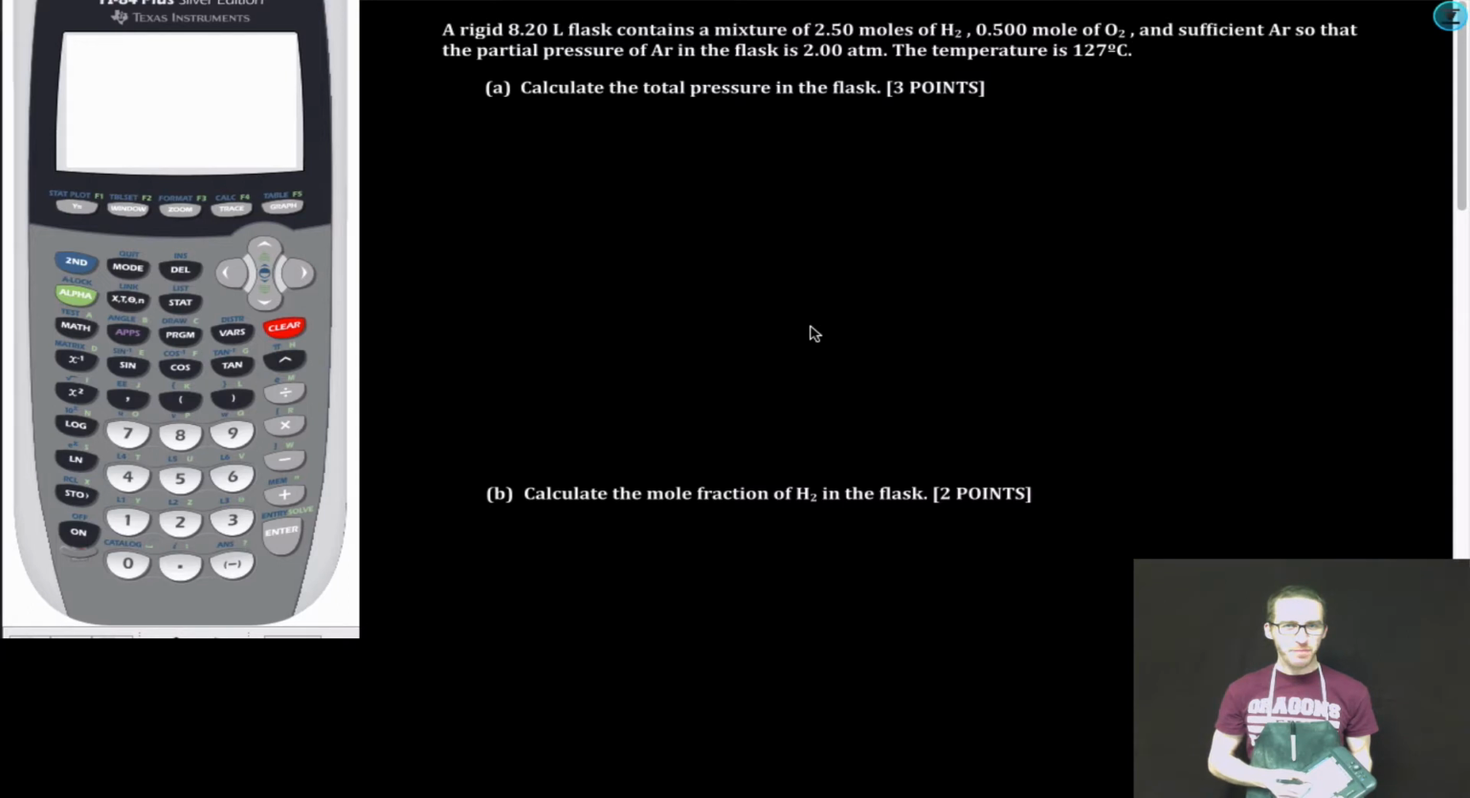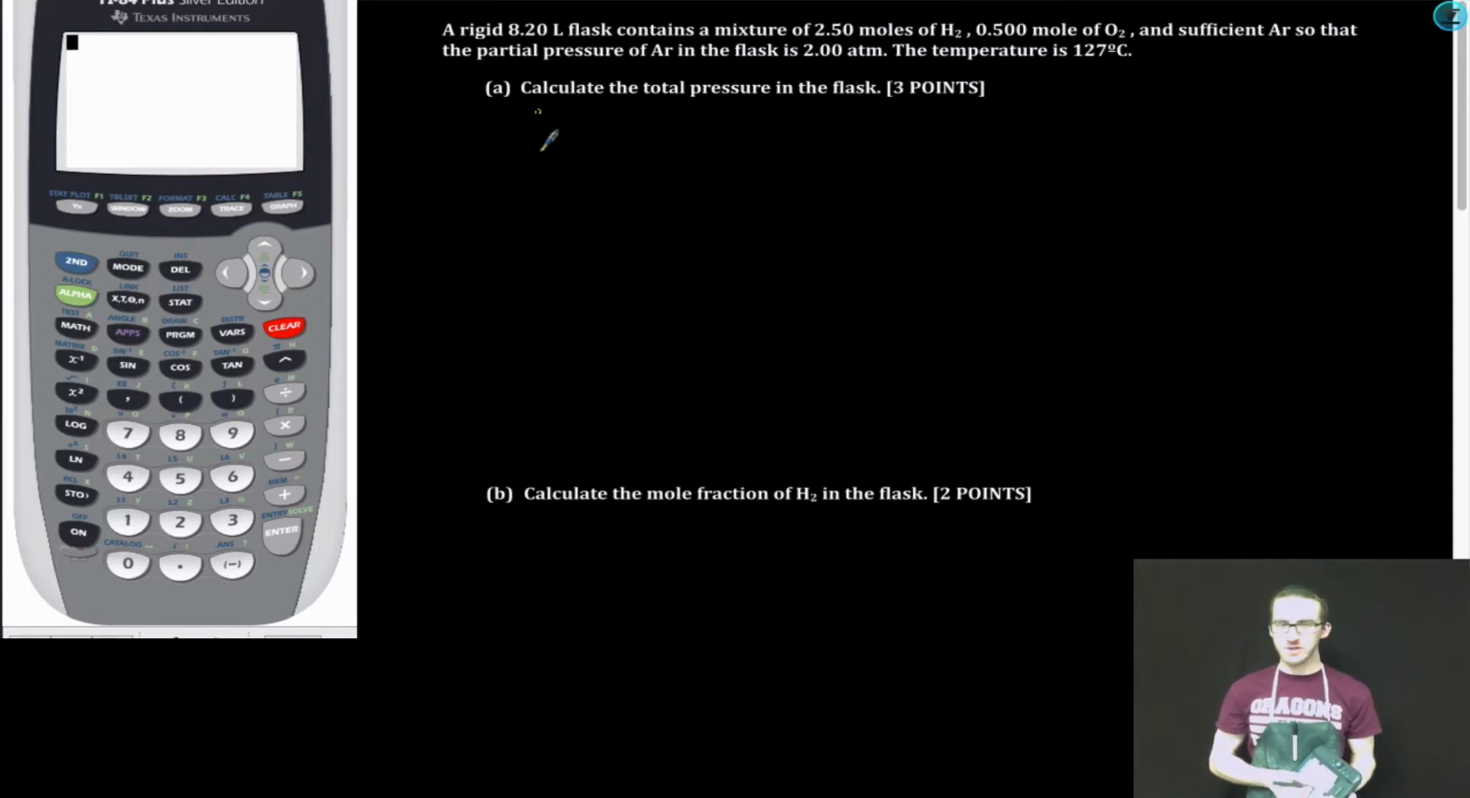A rigid 8.20 liter flask contains a mixture of 2.50 moles of hydrogen, 0.500 moles of oxygen, and sufficient argon so that the partial pressure of argon in the flask is 2.00 atmospheres. The temperature is 127 degrees Celsius. Part A. Calculate the total pressure in the flask.